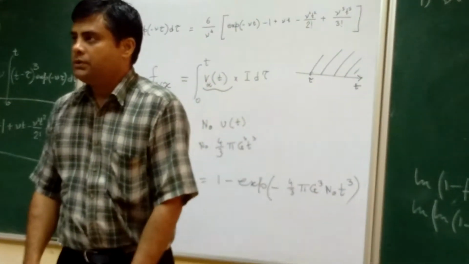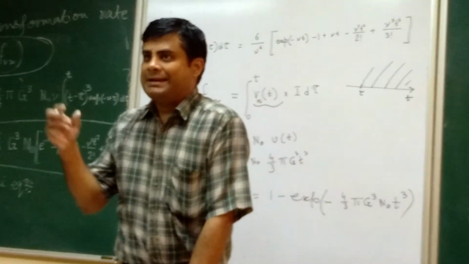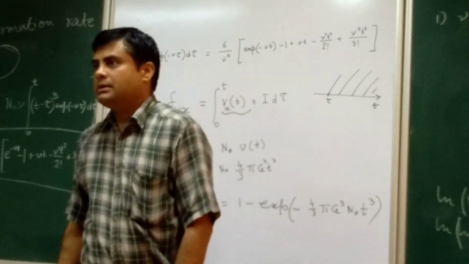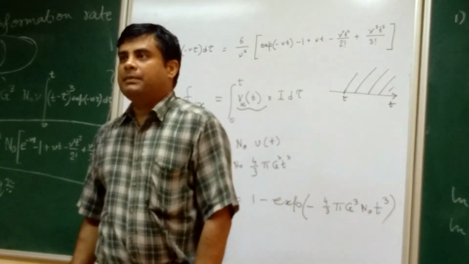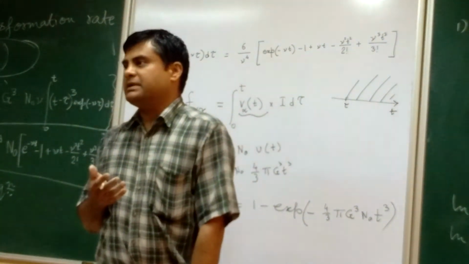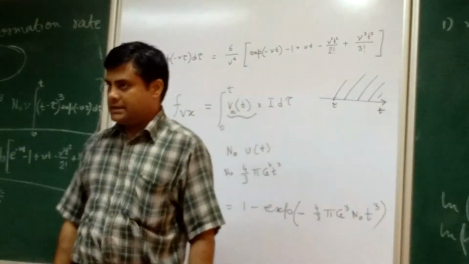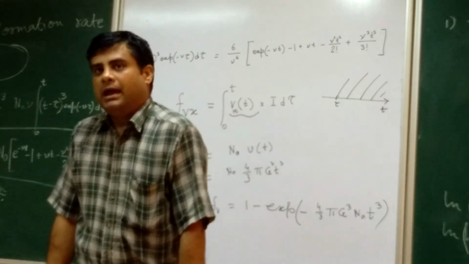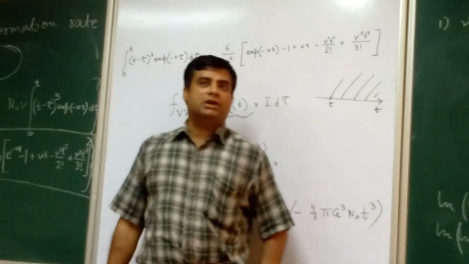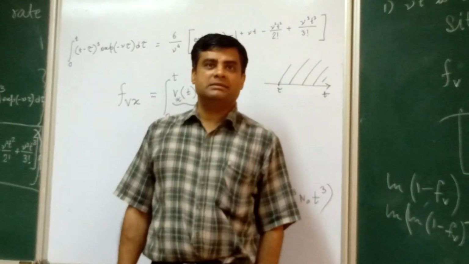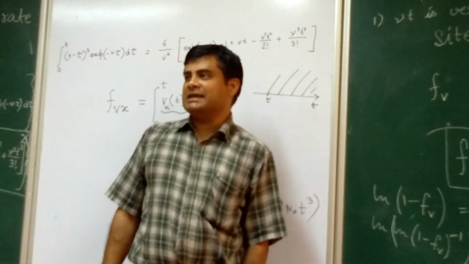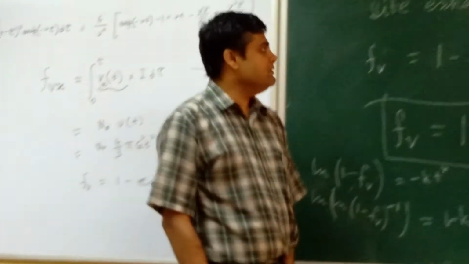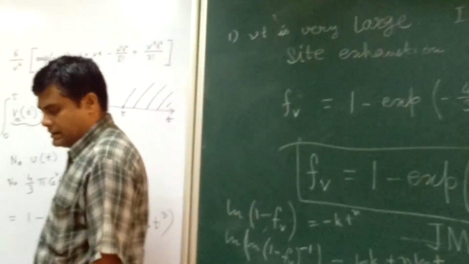It has been found that over the experimental temperature range, many of these transformations which follow the Avrami equation remain isokinetic. What does it mean? Same kind. That means that n does not vary much. So n is much less sensitive to temperature. Only k varies.